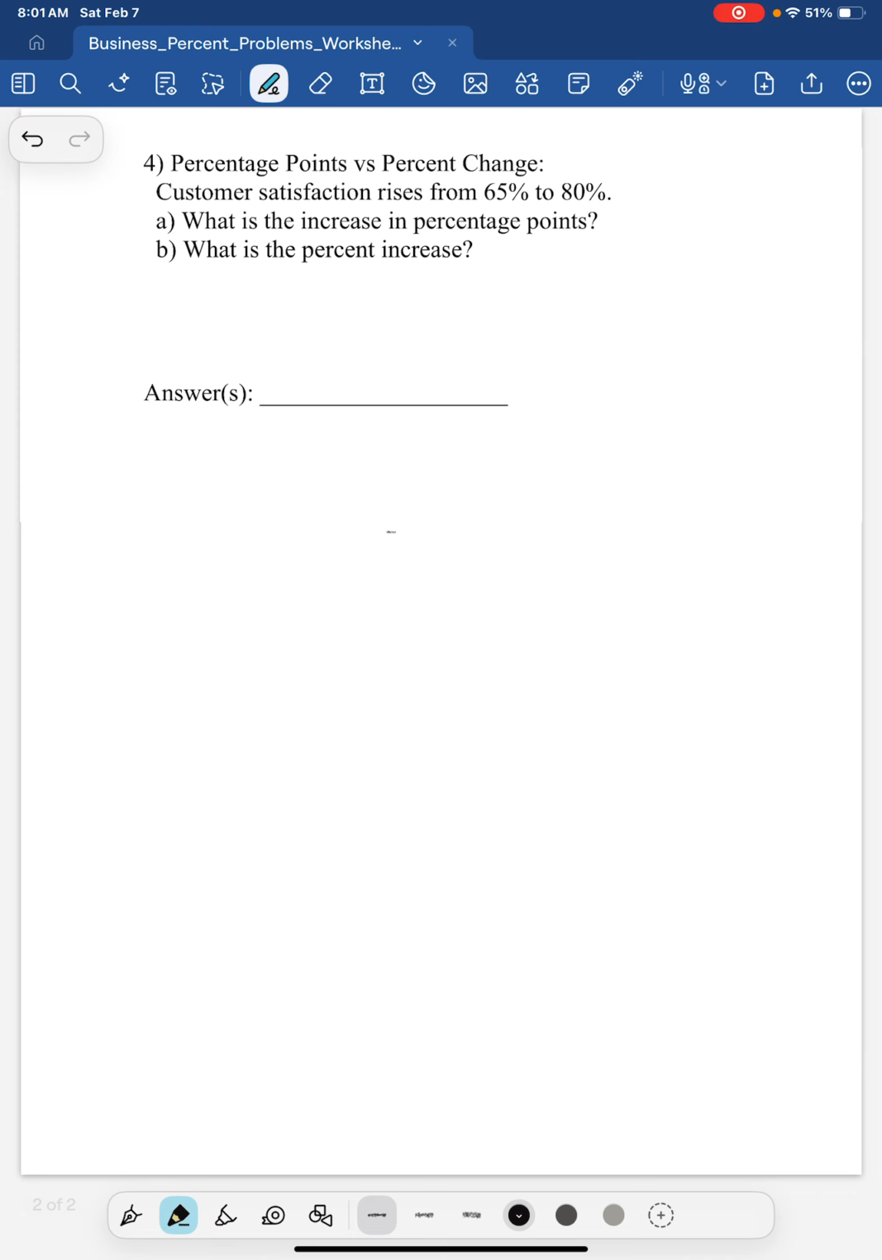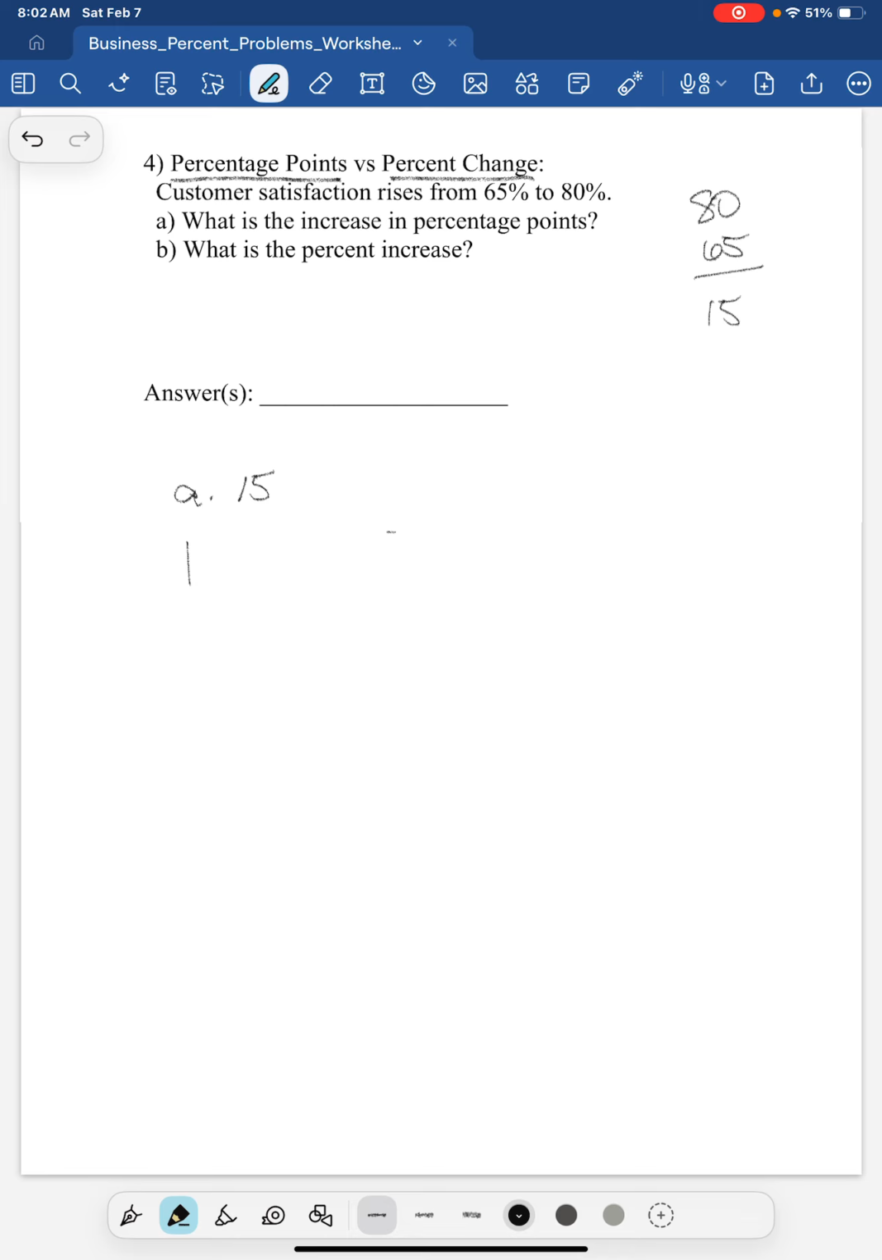We have one more thing to look at. This is percentage points versus percentage change. And you have to watch this, percentage points versus percent change, because they sound very similar, but they give you very different numbers with the same statement. This statement: customer satisfaction rises from 65% to 80%. And A is asking, what is the increase in percentage points? Now, in order to find the increase in percentage points, literally all you do is subtract, and you get 15. And that's it. That's all there is to percentage points. There are 15 increased percentage points.